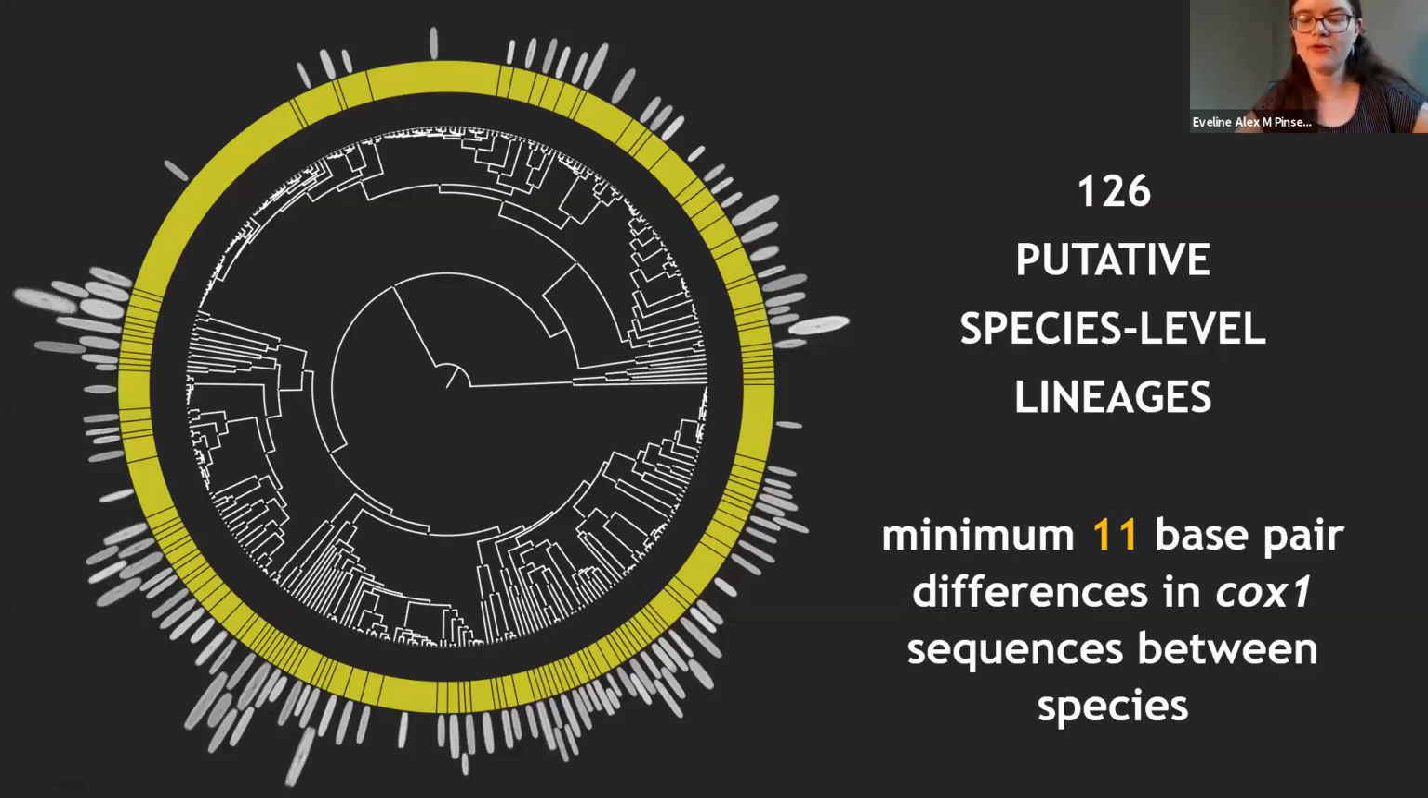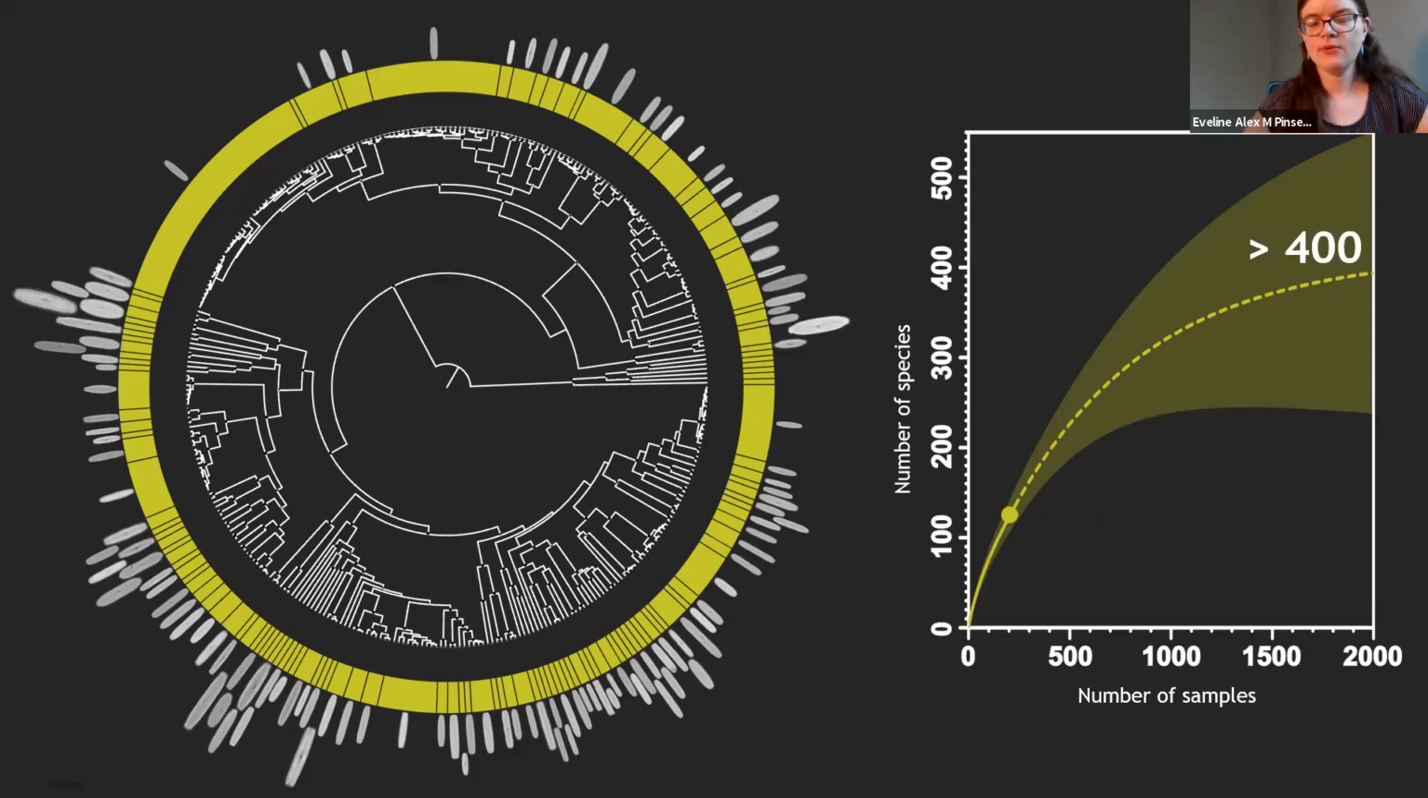So we came up with 126 putative species-level lineages. The reality might be a little bit different, but this is more or less the magnitude of the species we're talking about. And the minimum difference between all of these species in COX-1 is at least 11 base pairs, which is quite a lot, actually.